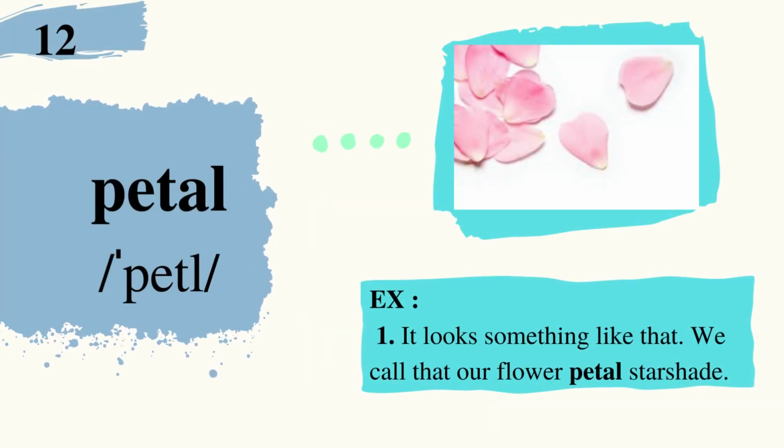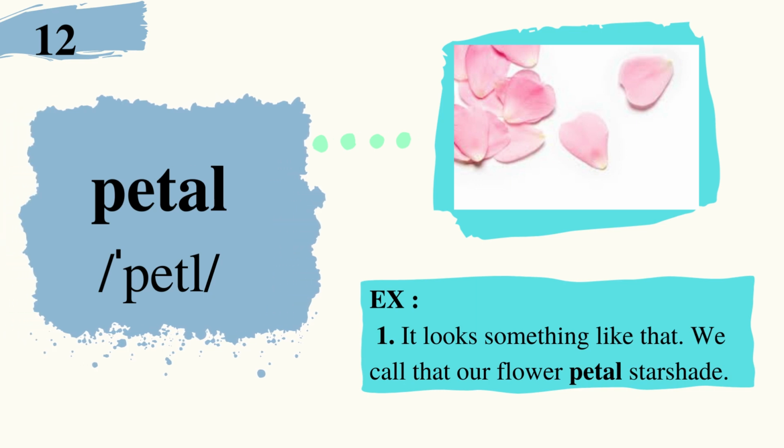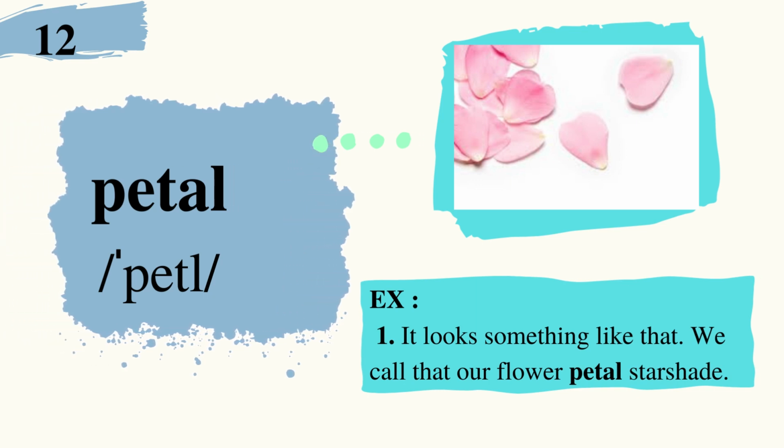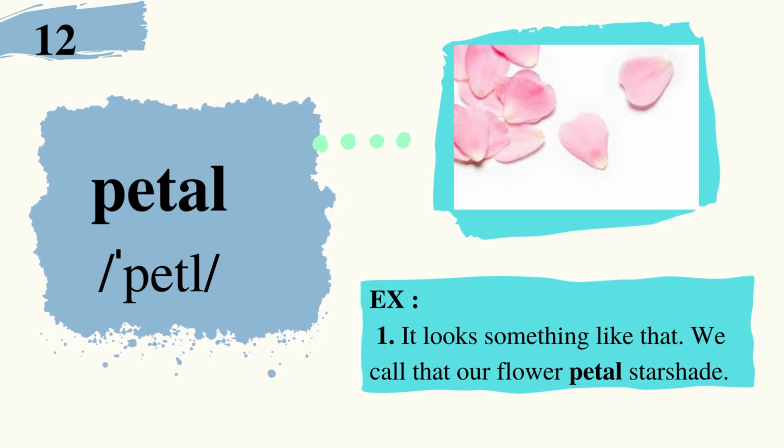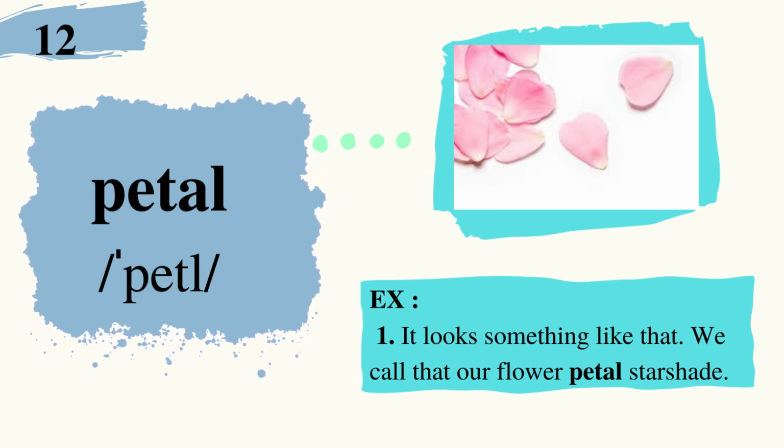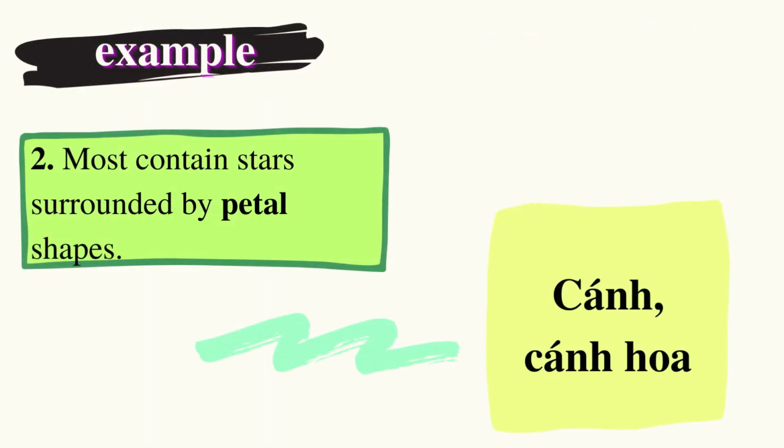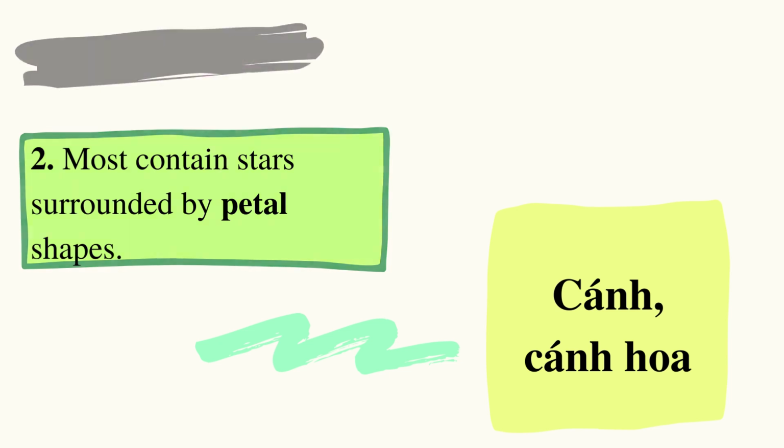12. Petal. Example. It looks something like that. We call that our flower petal star shade. Most contain stars surrounded by petal shapes.